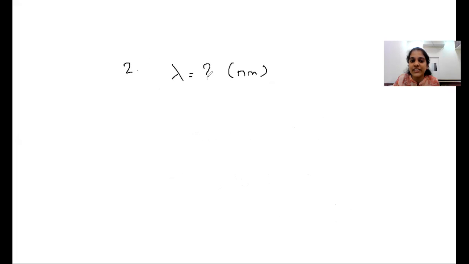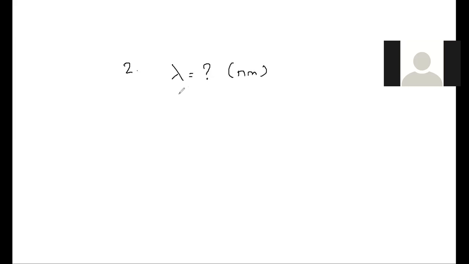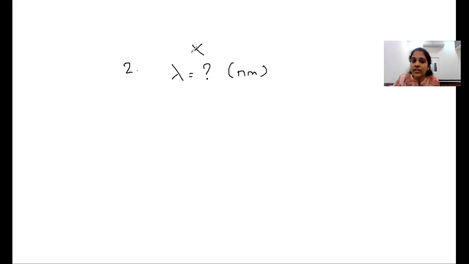Can anyone just read the second sum for me? Some other student read now. Calculate the wavelength in nanometer of an X-ray wave of frequency 2 into 10 raised to 18 hertz. Let me just write down the data. Just go a little slow. Okay, calculate the wavelength in nanometer, of an X-ray wave. The wave type over here they have mentioned.